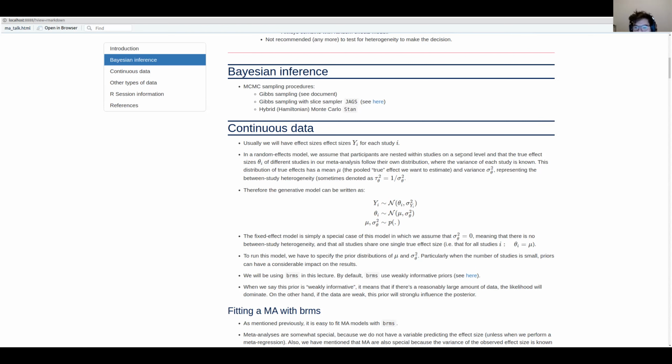One way to sample from the posterior is with Markov chain Monte Carlo methods, and there are different algorithms behind these MCMC methods. One of the most famous, and I would say one of the earliest, probably 50 or 60 years ago, is Gibbs sampling. Then you have combinations of Gibbs sampling with something else.